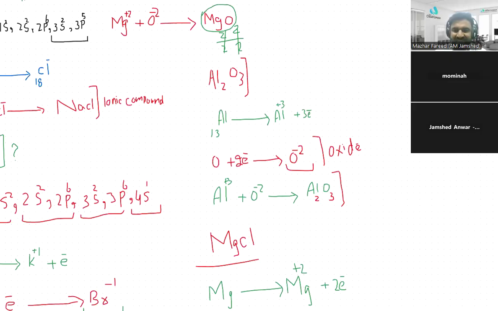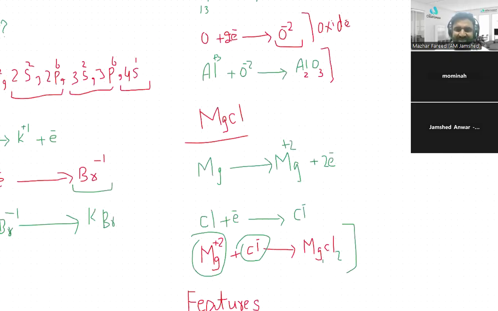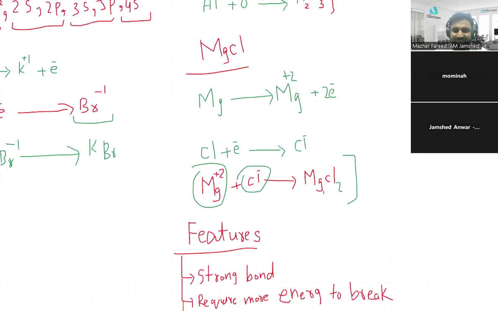Then we check the example of magnesium chloride. Magnesium has the ability to lose electrons. It becomes magnesium ion. Chlorine has the ability to gain 1 electron to become stable. It becomes chloride ion. After losing and gaining electrons, it becomes magnesium chloride.